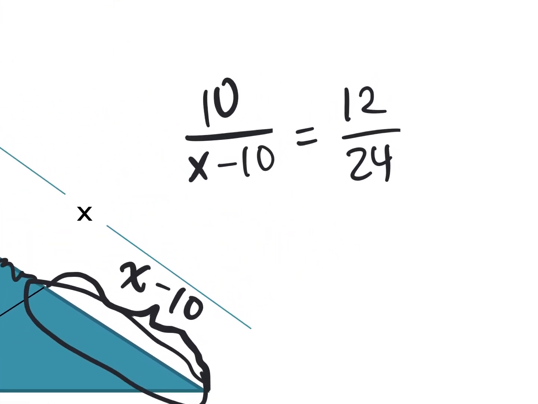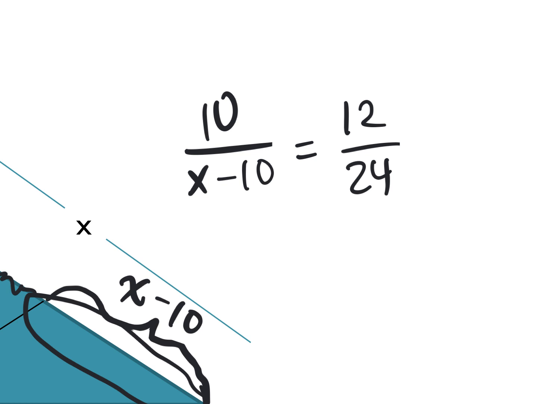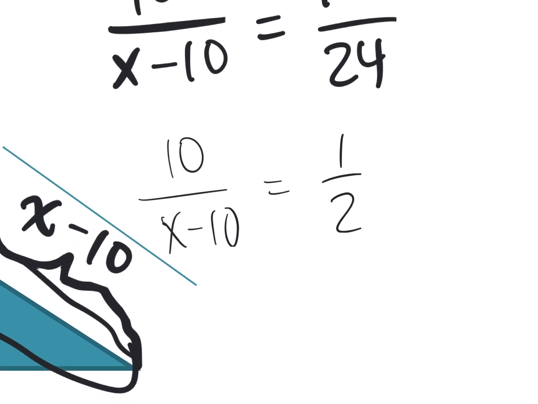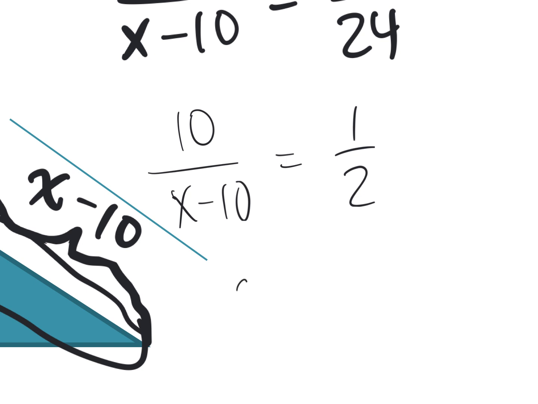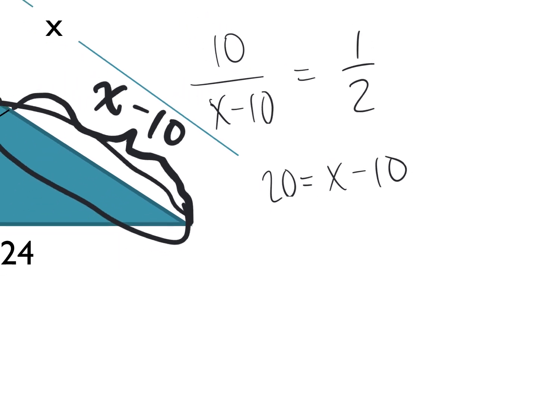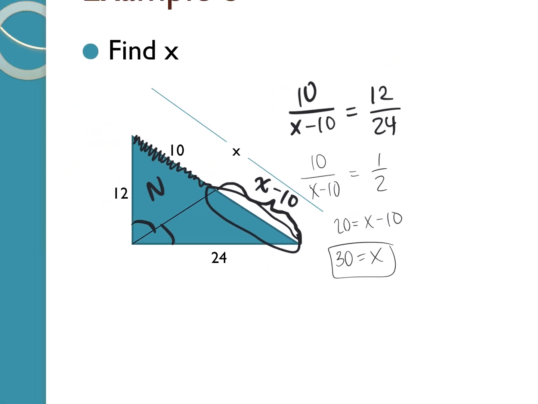All right, so what do I do from here, guys? Simplify. Very good. So it's going to be 10 over x minus 10. That one doesn't simplify. What does it simplify on the right to? 1/2. Very good. Now we cross multiply. What do I get? 20 equals x minus 10. What do I do? Add 10 to both sides. You get 30 equals x. So the length of that entire bottom base of the triangle is 30 units, which makes x minus 10 how much? 20. Very good. We good? All right. I think our last example.